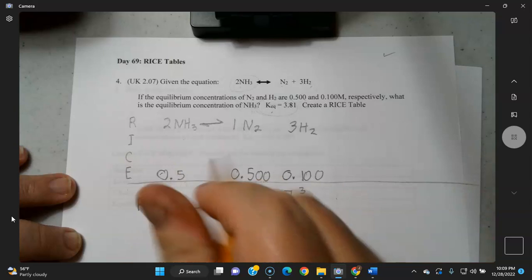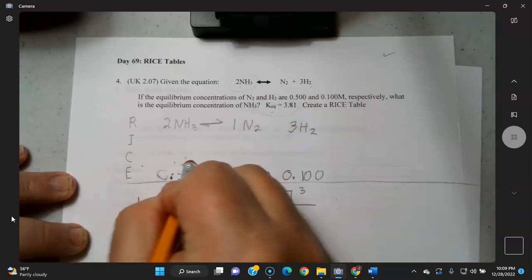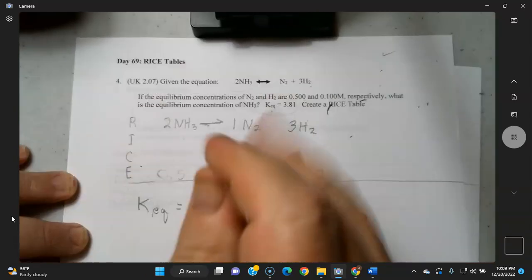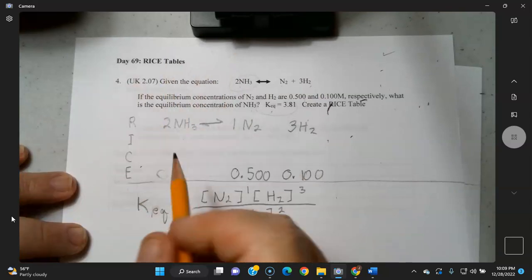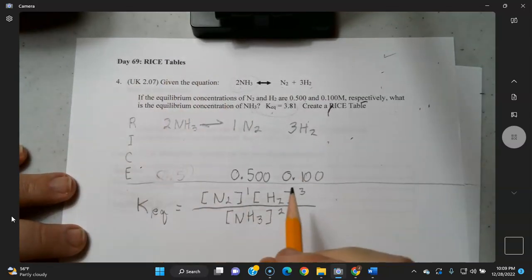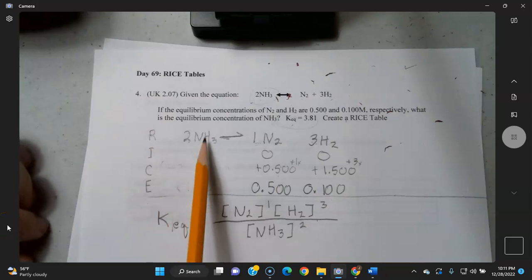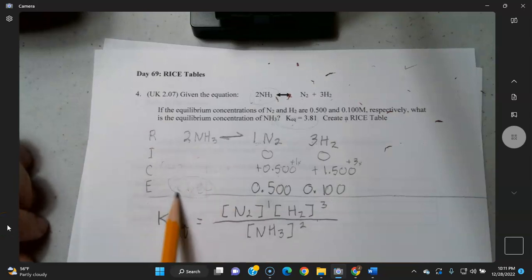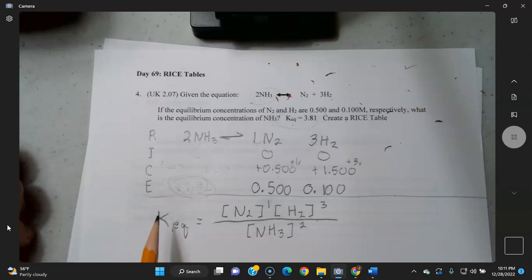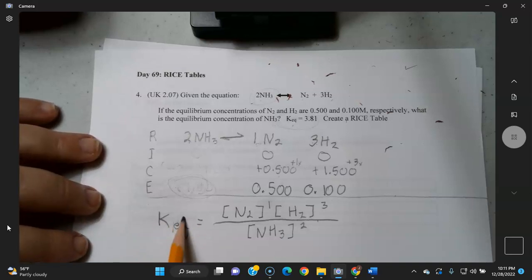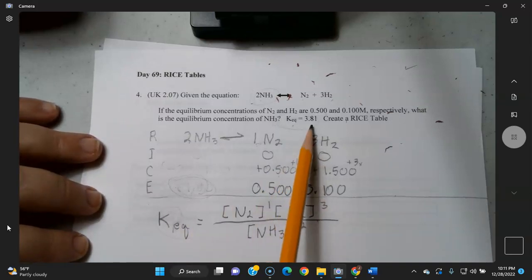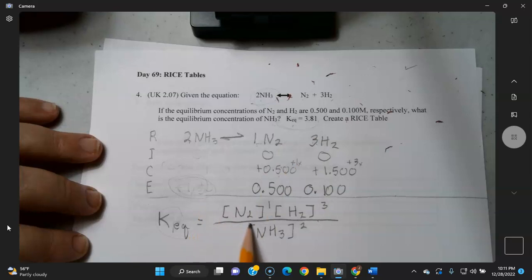I am going to draw a bottom line there. Okay, and this is actually what we're looking for. The equilibrium concentration of NH3, that number right there. All right? So we don't know anything about the NH3. We're trying to find this number down here, the equilibrium concentration. But we know the equilibrium constant, 3.81. We know the equilibrium concentration of N2, it's right there. And we know the equilibrium concentration of H2, it's right there. We really didn't have to do any of this.